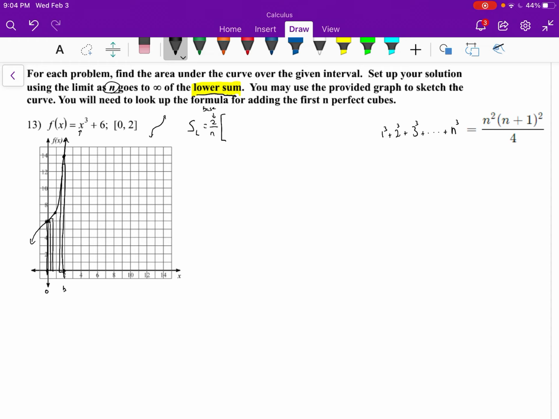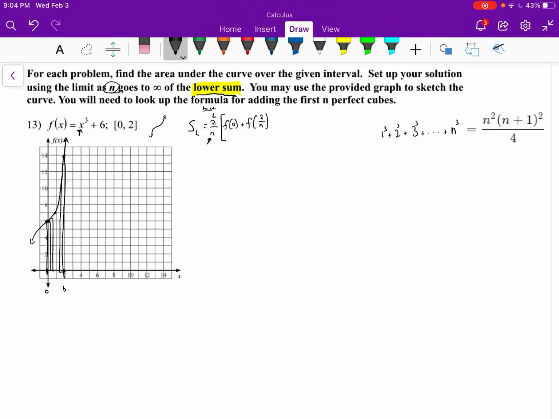Well, the height is what you get when you plug in the value. So our first value we plug in is just 0. So we're going to put it into our function, 0 cubed plus 6. So actually we'll just write f of 0. Our next one, we're going to move over one base. So here's our base, we're going to move over one base. So that's f of 2 over n.